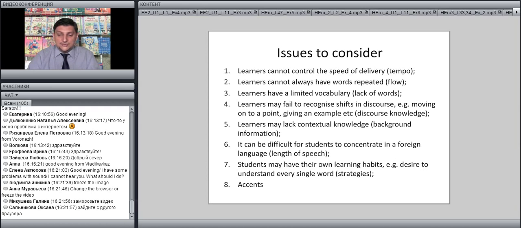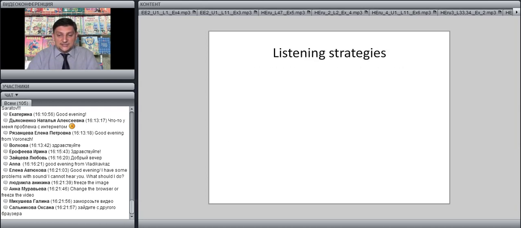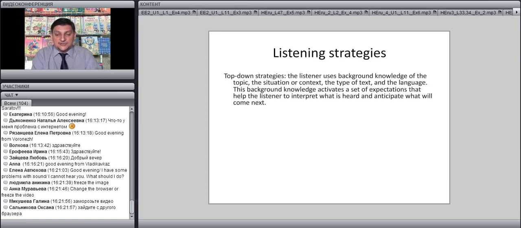And now let's move on to teaching listening strategies. As I've said before, there are two types of strategies, the top-down strategies and the bottom-up processing or bottom-up strategies. When we talk about top-down strategies, it means that the listener uses, first of all, background knowledge of the topic, the situation or the context. When you know the type of situation, you can anticipate what is going to be said. And when you have your own expectations, very often the speaker meets them, and it makes it easier to understand.